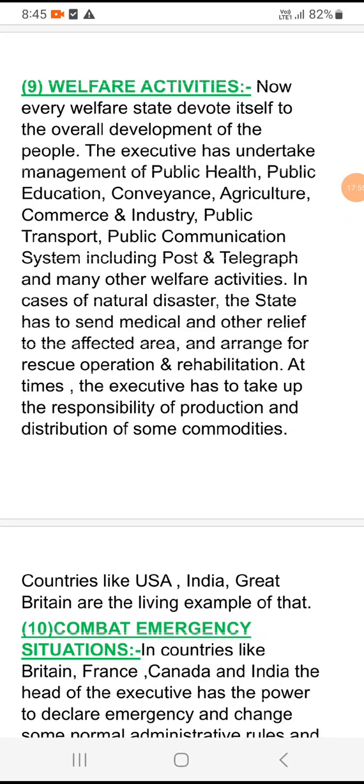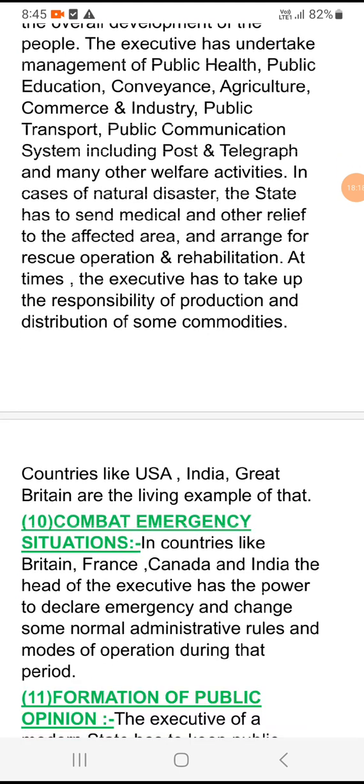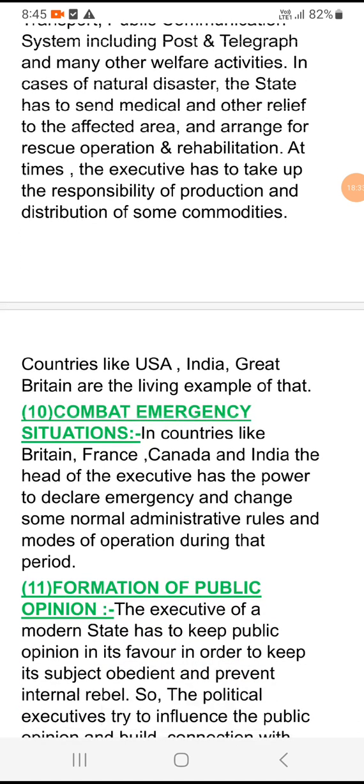Number 9. Welfare activities. Now, every state devotes itself to the overall development of the people. The executive has undertaken management of public health, public education, conveyance, agriculture, commerce and industry, public transport, public communication system including post and telegraph, and many other welfare activities. In cases of natural disaster, the state sends medical and other relief to the affected area and arranges for rescue operations and rehabilitation. At times, the executive has to take up the responsibility of production and distribution of some of the commodities. Countries like USA, India, Great Britain are living examples of that.